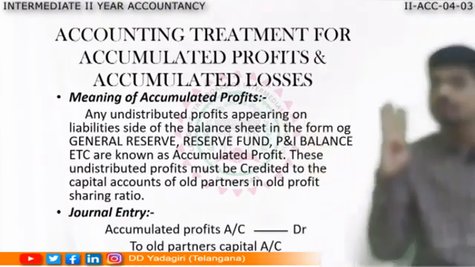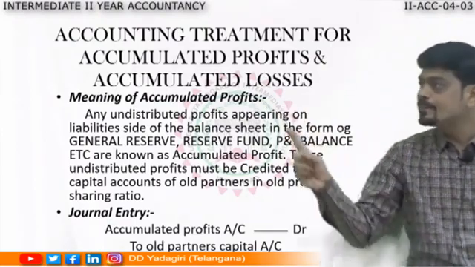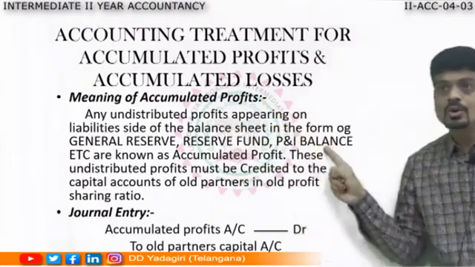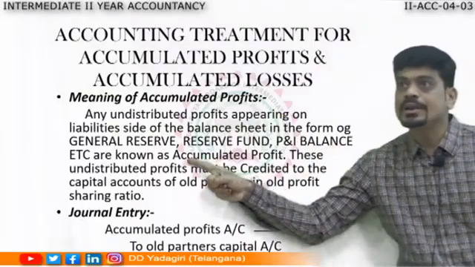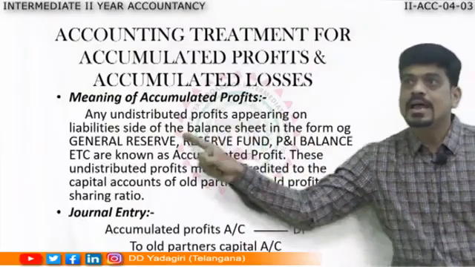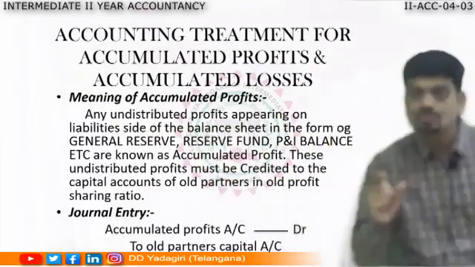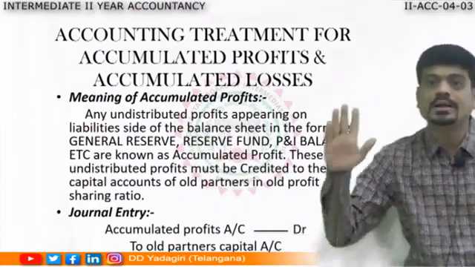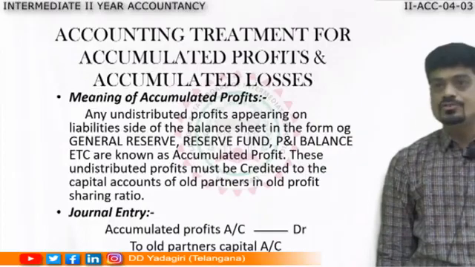What are the 3 suitable examples of accumulated profit? General reserve, reserve fund, profit and loss account. These are the 3 accumulated profits. Where do they appear? Liabilities side. And what should we do? Compulsorily they should be distributed among old partners in old profit ratio.